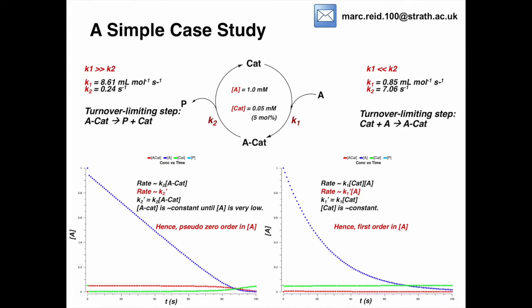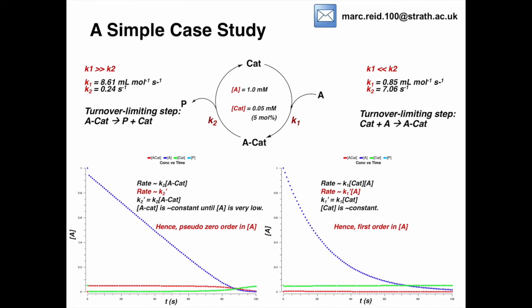Let's now compare this experimental outcome to a similar case in which the rate constants are switched in magnitude. Now, K1 is 0.85 millilitres per mole per second, and K2 is 7.06 per second. Again, the rates of both steps in the cycle are linked and exactly the same. The lower rate constant for step 1 means this step is now turnover limiting. So the process of substrate A and the unbound catalyst coming together to form the bound species A cat.